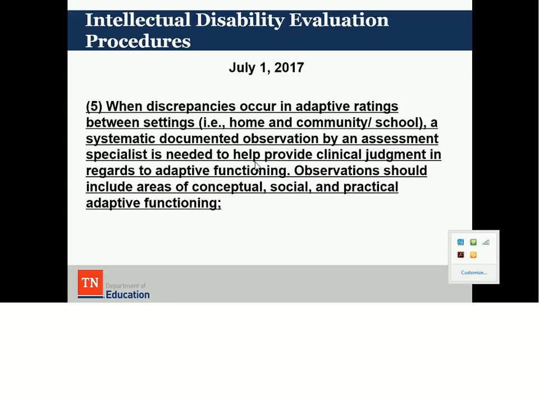So I would advise looking at your 2 different rating scales to identify those areas that conflicted and doing a systematic observation on those areas to provide some professional judgment in regards to the student's ability level in those areas. And so that observation should help the team determine what the most appropriate adaptive behavior level is when you're considering this disability category.